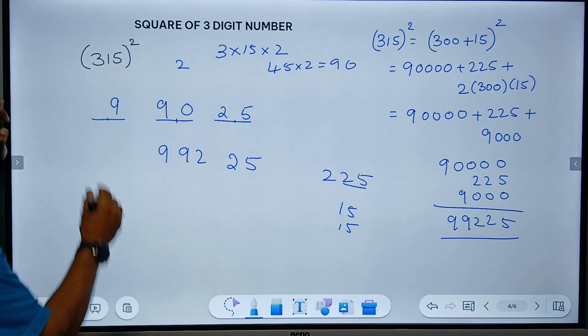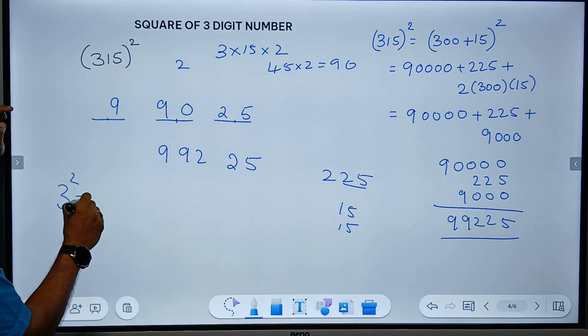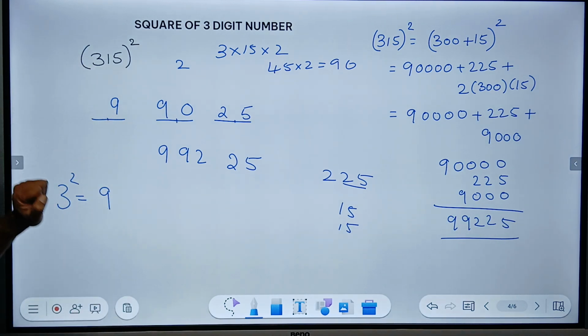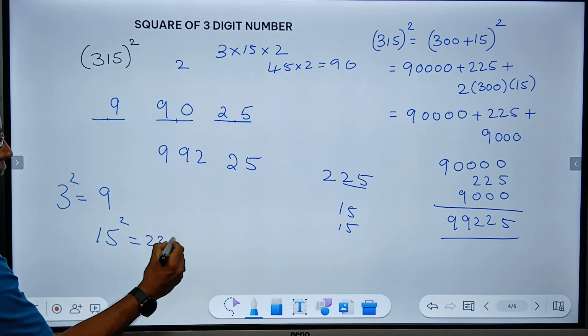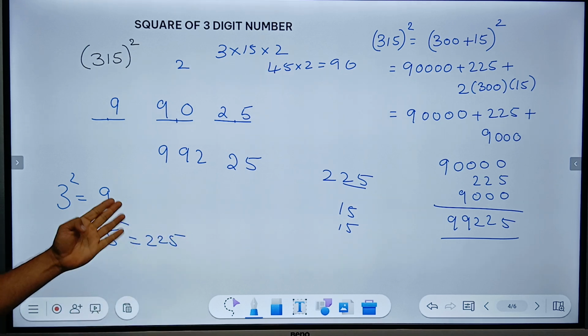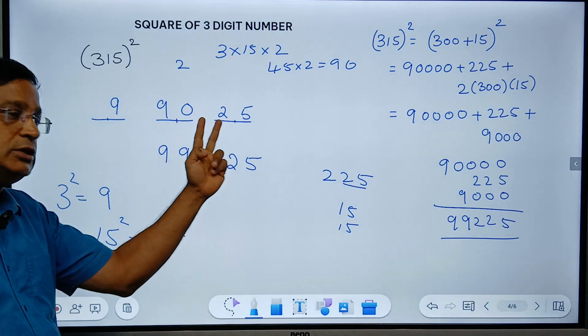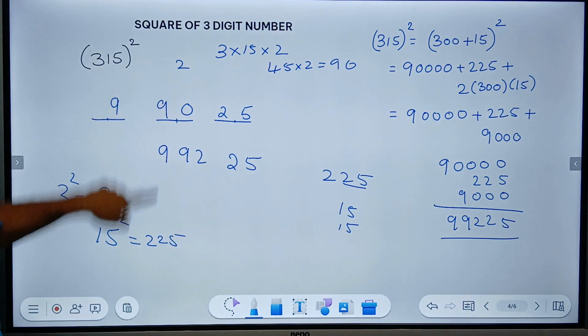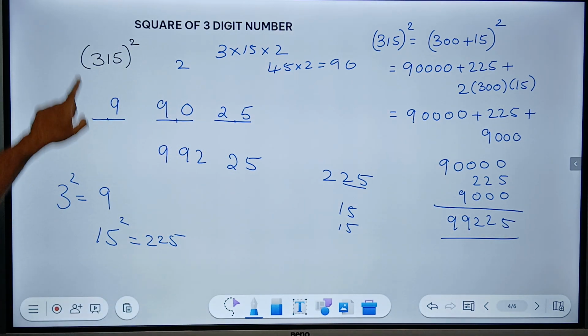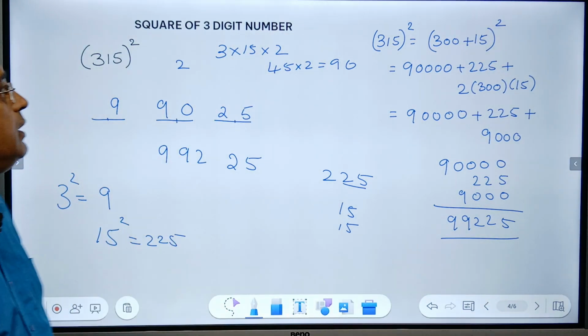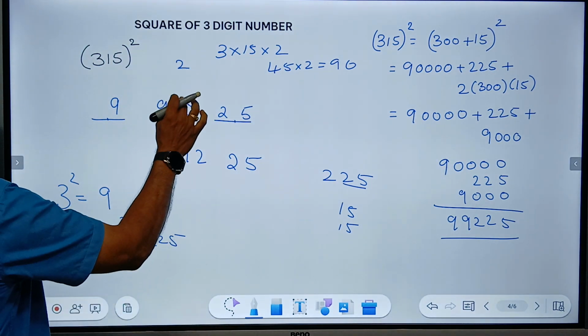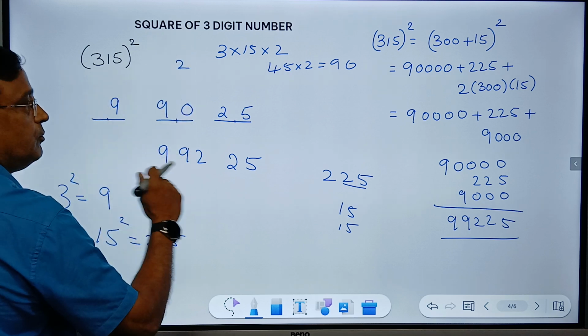Again, I'll repeat. First you take 3 and square. If you square 3, you get 9. Write it here. Then take 15 and square. That is 225. Now 225 is a 3-digit number, but here you can put only 2 digits. So put 25 there, and keep the 2 there. Now you multiply 3 with 15 and 2. That will be 90. Put it there. Now add all of them, you get this.